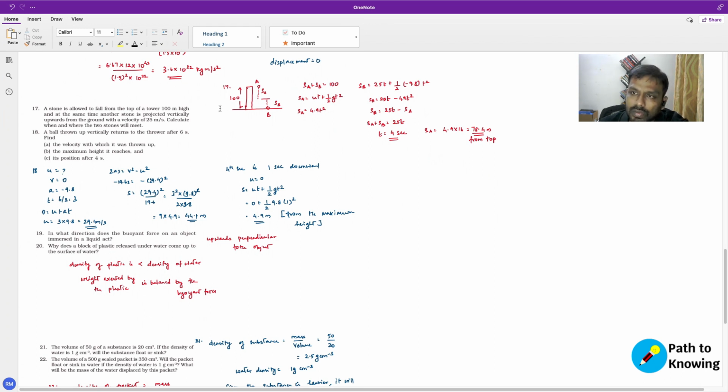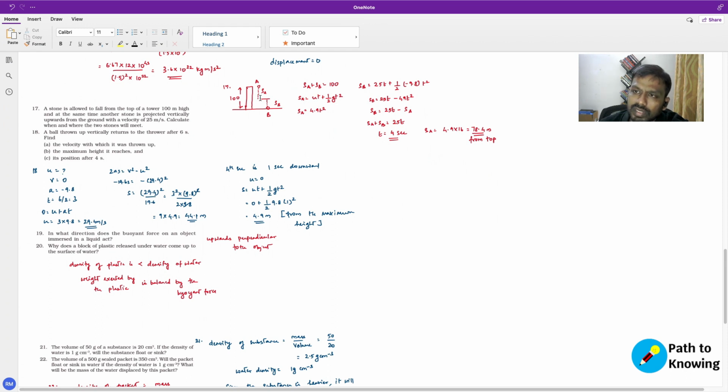Okay, so let's consider this way. This is the tower, which is 100 meters tall, this is the first stone that is being dropped, and this is the second stone that is being thrown from the bottom. Let's assume that they are meeting at this point here, right? The distance covered by the first stone, let's call it SA, and the distance covered by the second stone, let's call it SB. So we know that SA plus SB equals 100, because the total height of that tower is 100 meters, right?